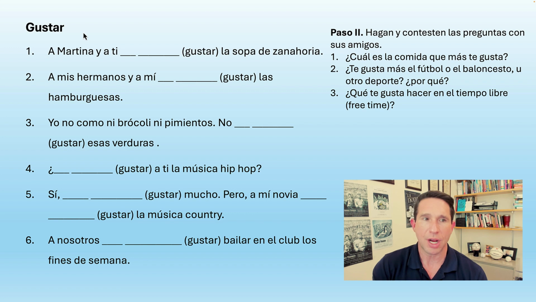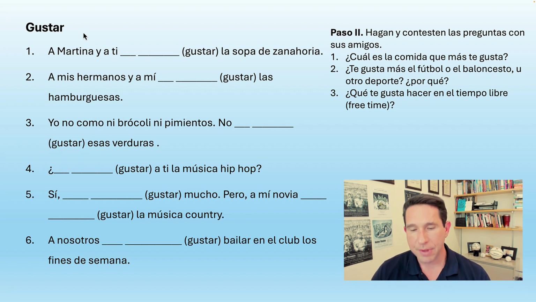So let's choose how we're going to write this. A Martina y a ti, blank la sopa de zanahoria. So a Martina and you like the soup, the carrot soup. So what are we going to put here? It's not me because a mí's not in there. It's not te because it's someone else and te. So what would that be? Les. Les gusta. Why is it gusta? Because sopa de zanahoria is singular.